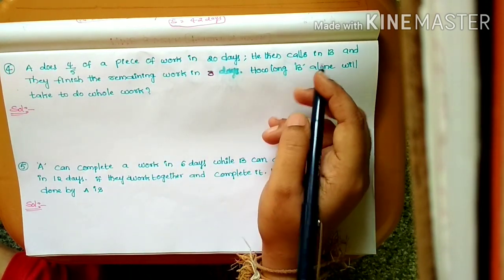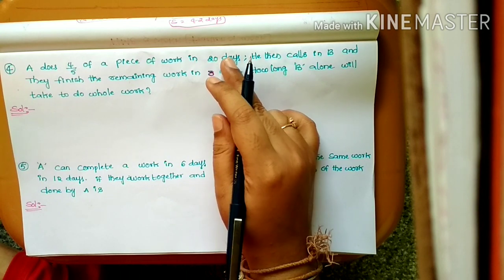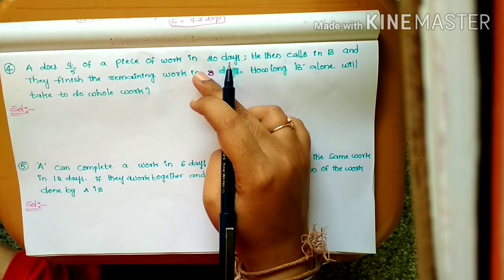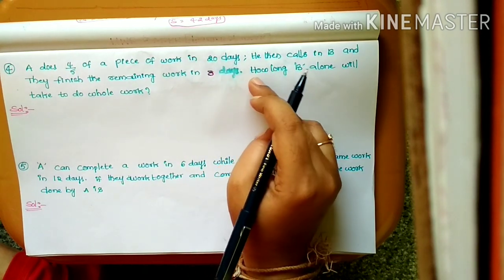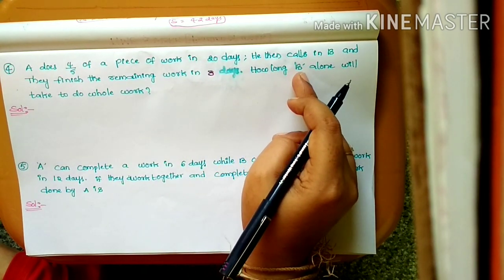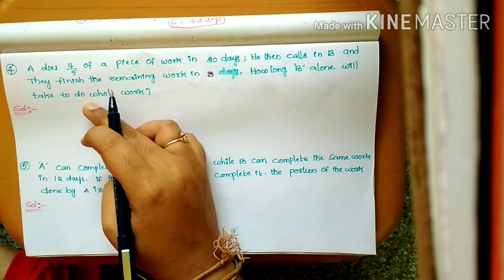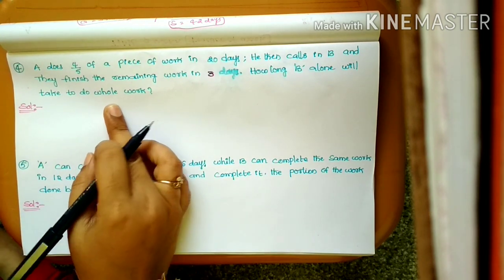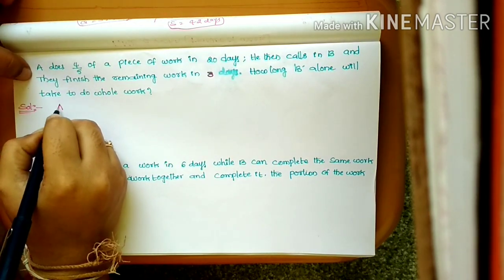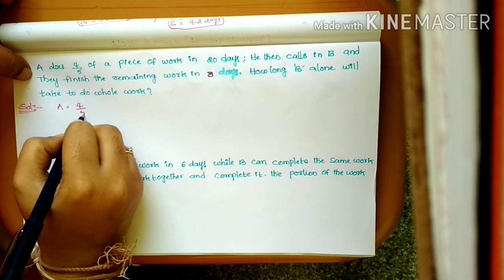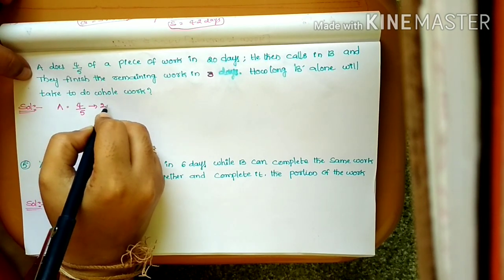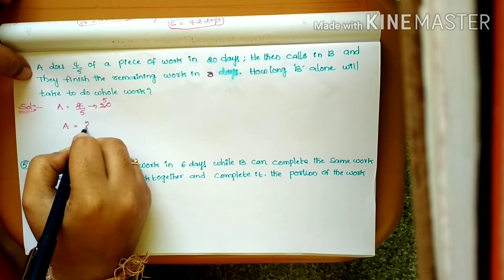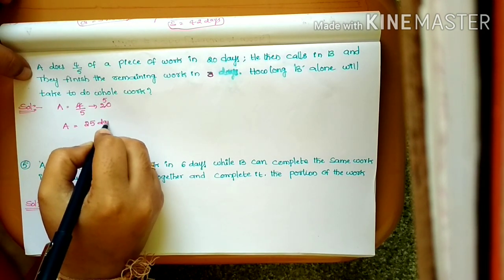Then he calls B. So A together with B, both will complete the work in 3 days. Here we have to find out how long B alone will take to do the whole work. So first one, A does 4/5 of work in 20 days. So A is equal to 25 days.